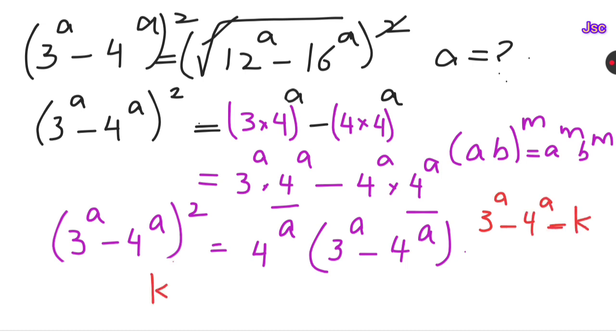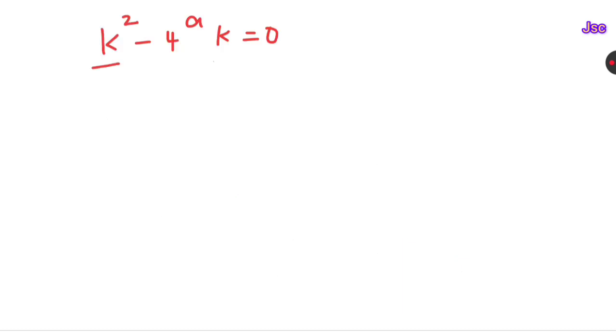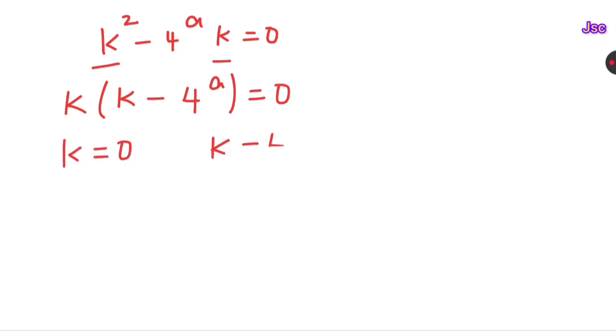Then it turns into k squared equal to 4 raised to the power of a times k. We can write this as k squared minus 4 raised to the power of a times k equal to 0. Here k is common, so I am taking k as common. So k times (k minus 4 raised to the power of a) equal to 0. We can write this as k equal to 0, and k minus 4 raised to the power of a equal to 0. That is, k equal to 4 raised to the power of a, and here k equal to 0.